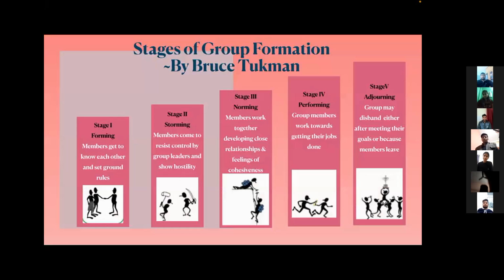Now, I'm going to discuss the stages of group formation. So what is group formation? It is like when we make contact, there is some form of interaction between the people. This interaction passes through 5 different stages: forming, storming, norming, performing, and adjourning. Tuckman suggested that a group passes through these 5 stages. The first stage is the forming stage.